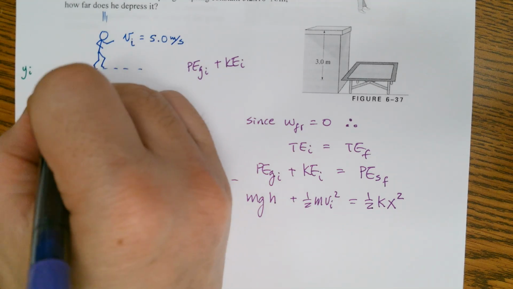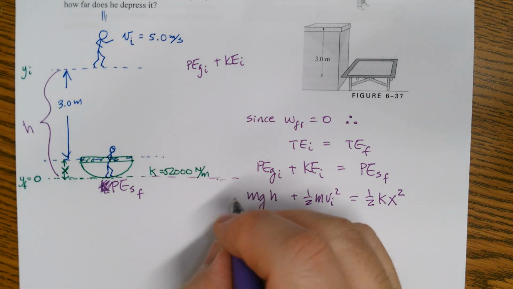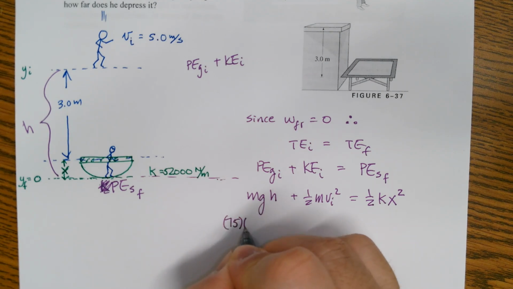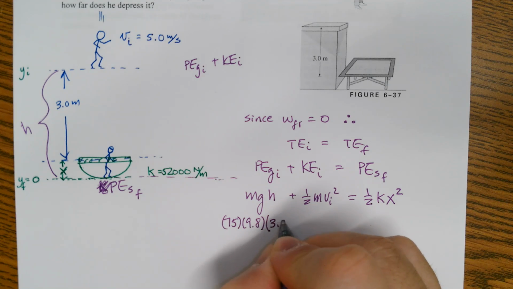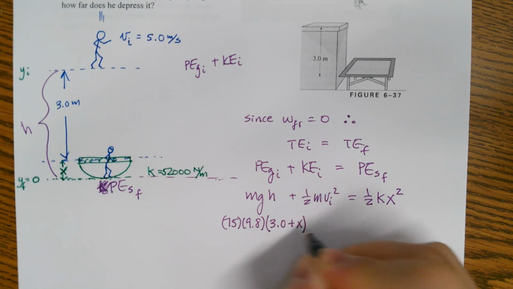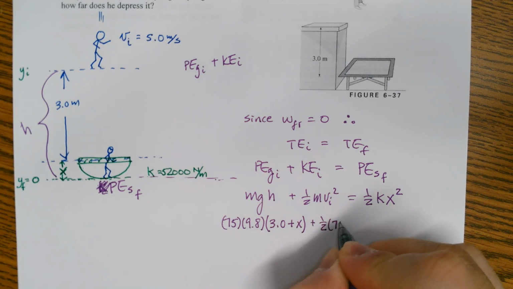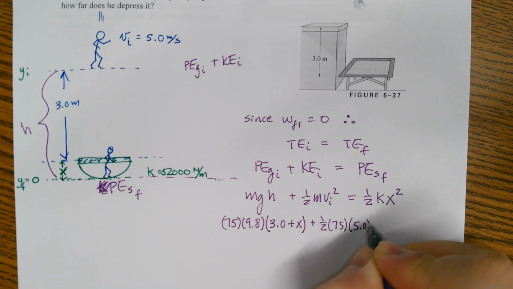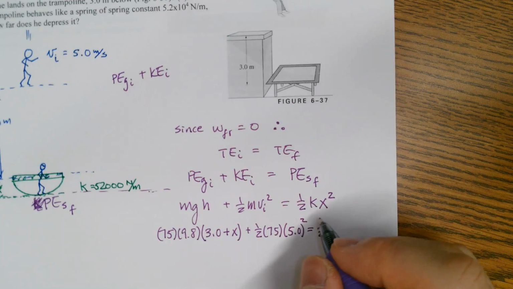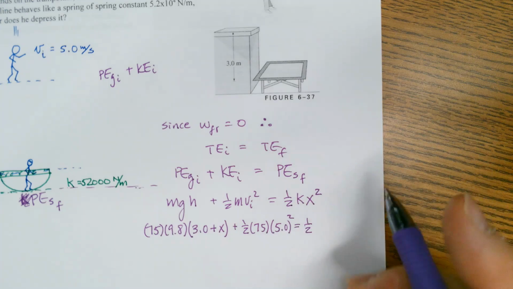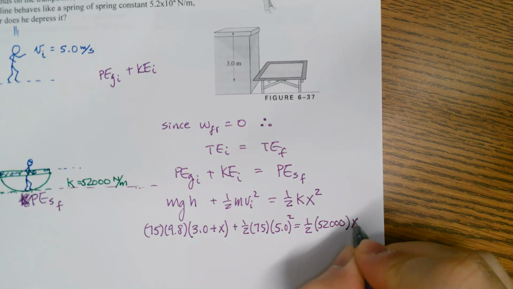So this is the h right here. So 75 times 9.8 times h, which is 3.0 plus x, plus 1/2 times 75 times 5 squared, is equal to 1/2 times k, which is 52,000, times x squared.